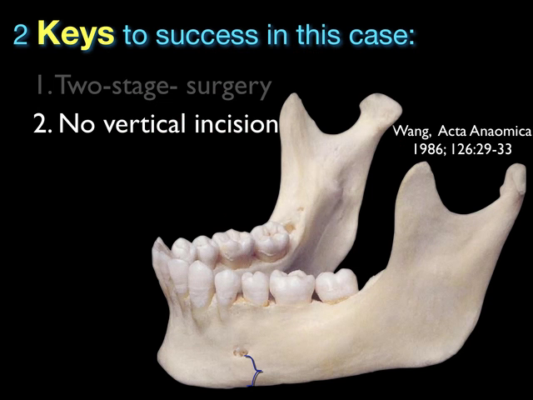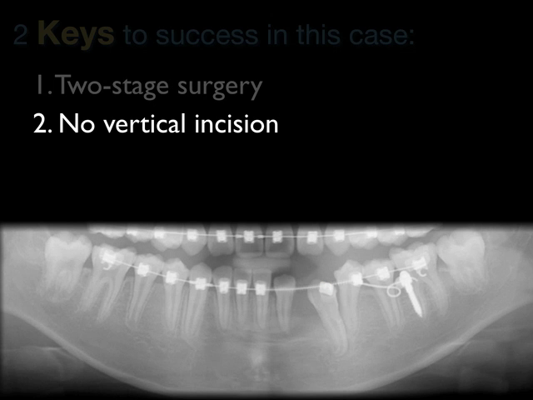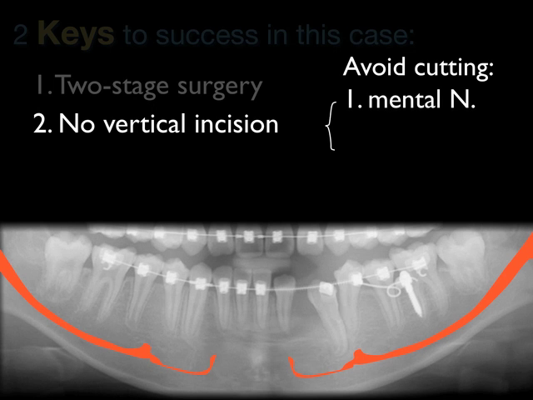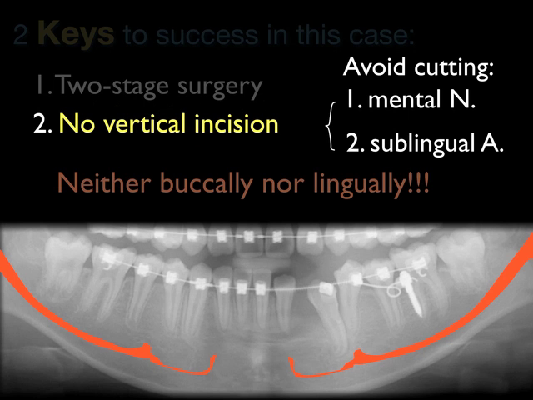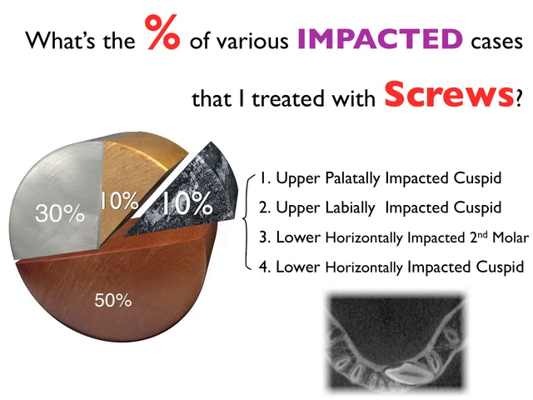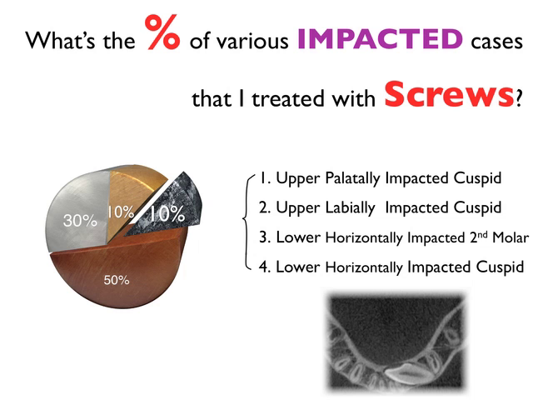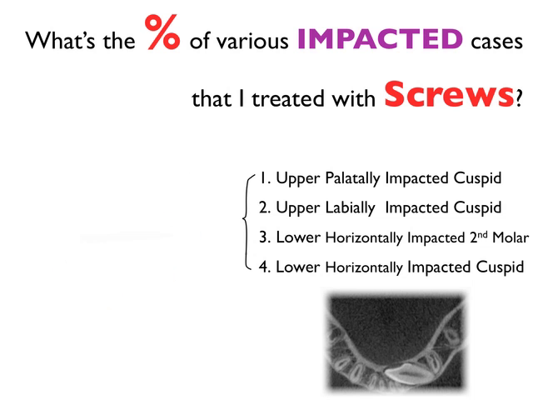Number 2, no vertical incision, because if you look at here, the mental foramen is about 14.7 millimeters from the bottom to the canal. So no vertical incision, because you want to avoid cutting the mental nerve and sublingual artery. No vertical incision is crucial for this surgery, neither buccally nor lingually. So I'm so happy I covered this full case for you.